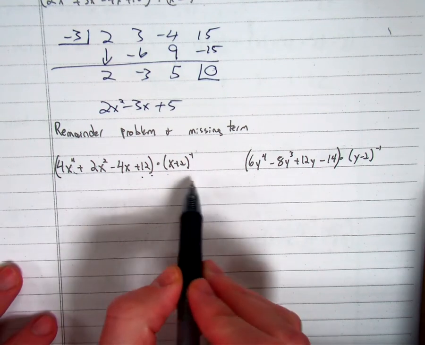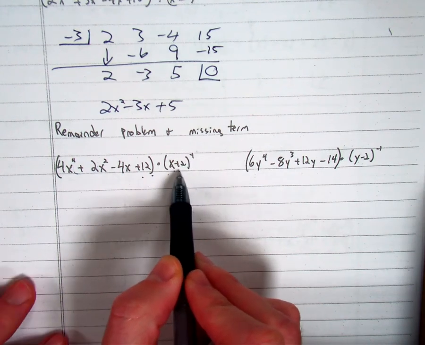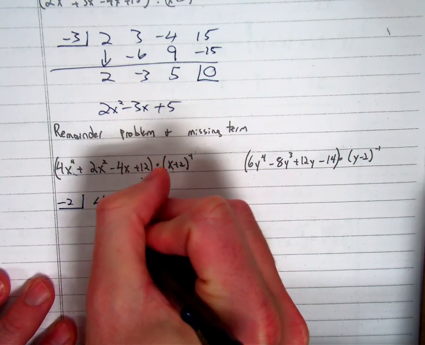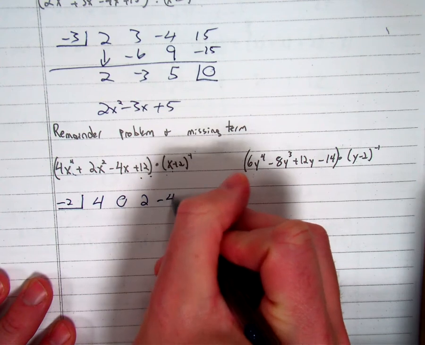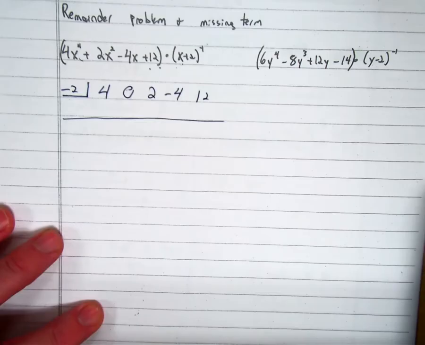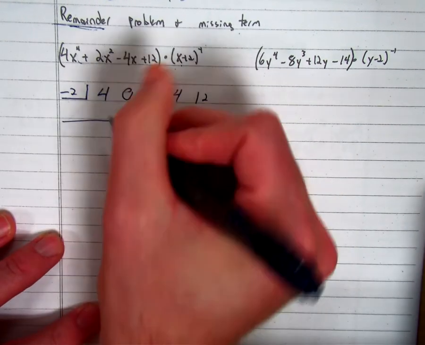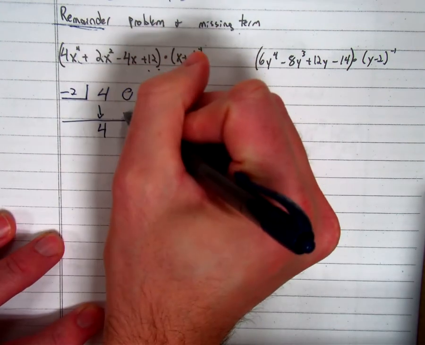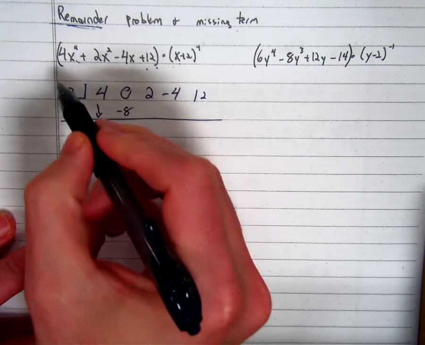Okay? So we have x plus 2 to the negative 1, so we're dividing by this. So what makes this one equal 0? Negative 2. We have 4x to the fourth, 0x to the third, 2x squared minus 4x plus 12. Okay, we're expecting a remainder, a leftover. We already took care of our missing term. Drop the first number down. 4 times negative 2 is negative 8. Add down. Negative 8. Times negative 2, positive 16.